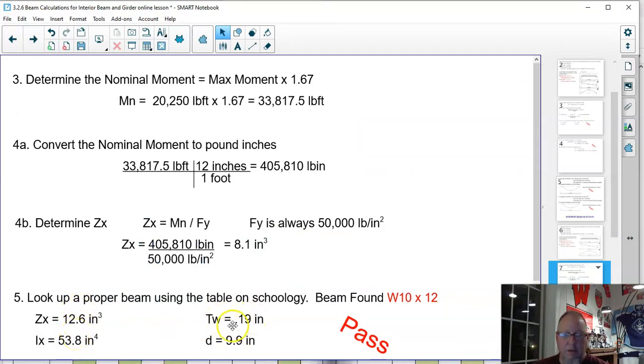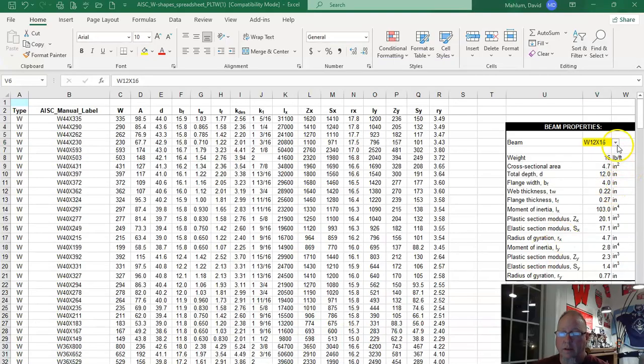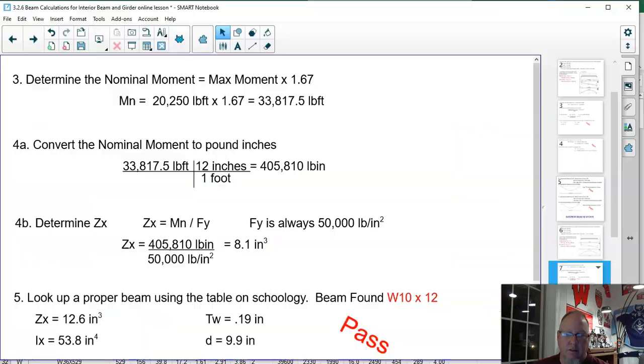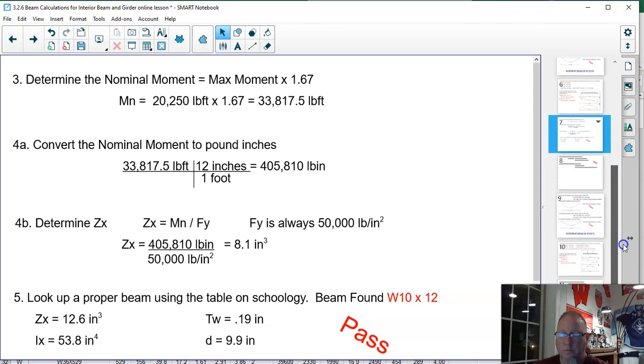I looked up TW and D from the other spreadsheet that I opened. So this is a 10 by 12 beam, 10 by 12. I'm going to have to scroll way down. There it is. And TW is 0.19. D is 9.9. So I threw those in there. There we go. Next I checked, by the way, this is a pass because the ZX I chose is bigger than the ZX that I calculated.